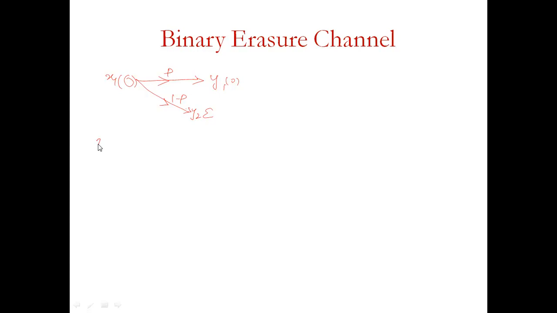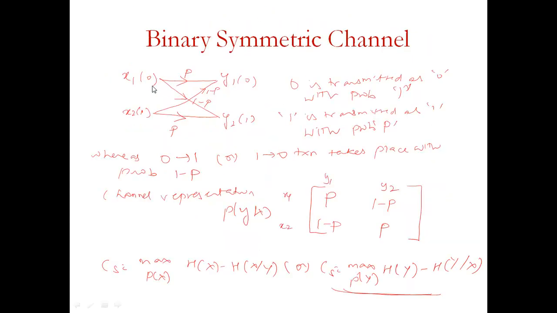Similarly, x2 or 1 is transmitted as y3 with the probability of p, or it will get erased in the channel with the probability of 1 minus p. So you need to understand the difference between binary symmetric channel and binary erasure channel. In binary symmetric channel, we always have either correct transmission or wrong transmission. Either 0 is transmitted as 0 or 0 is transmitted as 1. Here 1 is transmitted as 0 or 1 is transmitted as 1.